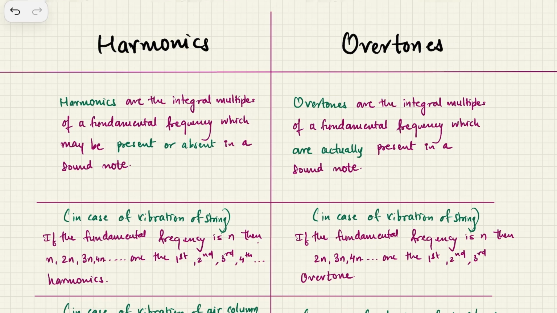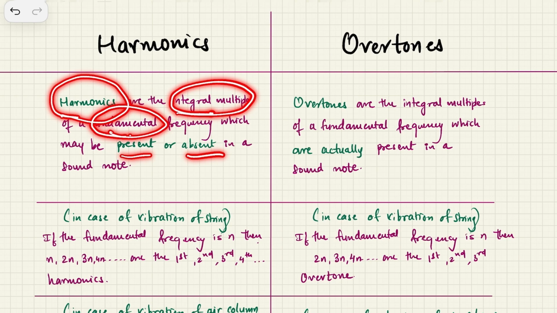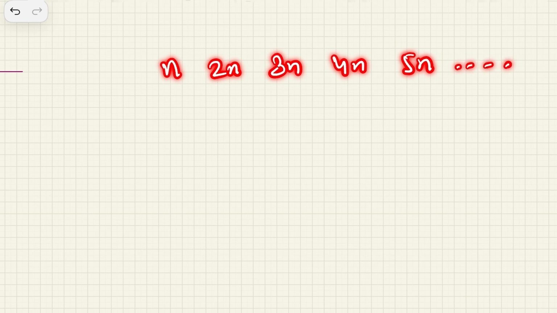Whenever a sound note is played, whether a guitar, a flute, or any kind of sound, there is some minimum frequency which we call the fundamental frequency, and it also has its integral multiples. Whether present or absent, all these are called harmonics. Suppose I have a sound which has a frequency n, then it can also have frequencies 2n, 3n, 4n, 5n, depending upon what sound you are playing. For example, in a guitar you will get all these kinds of frequencies.